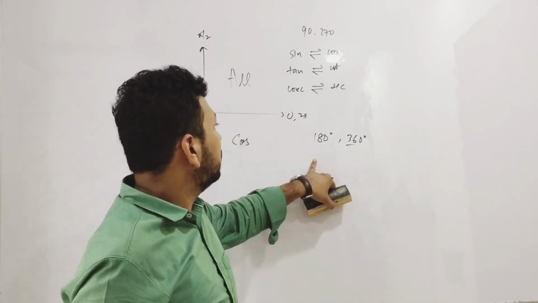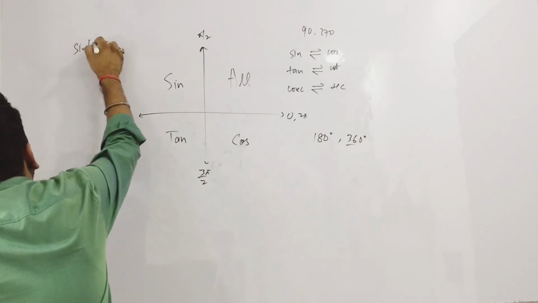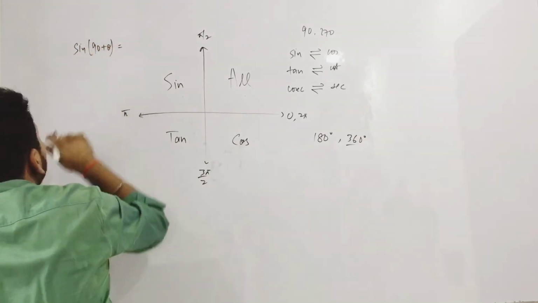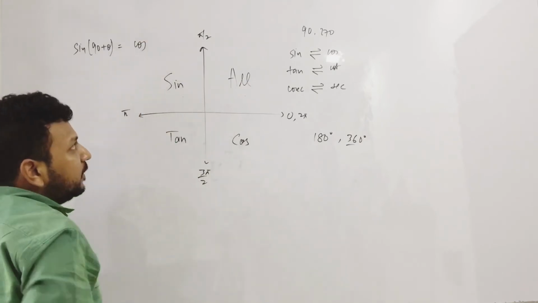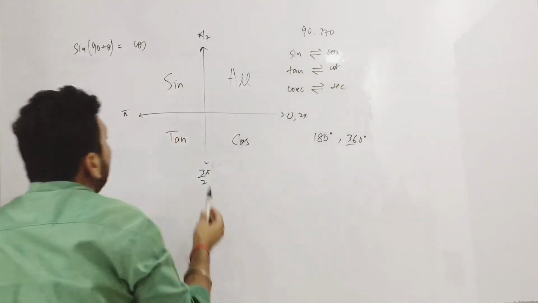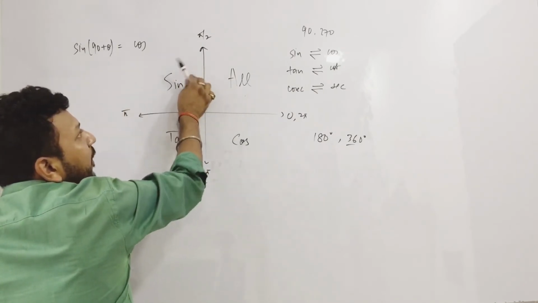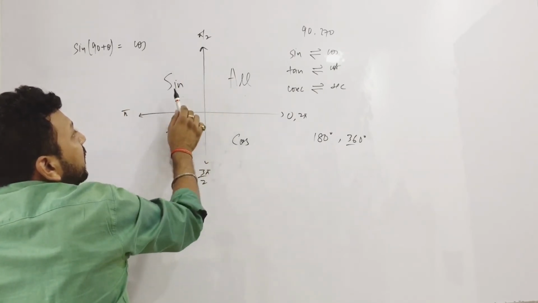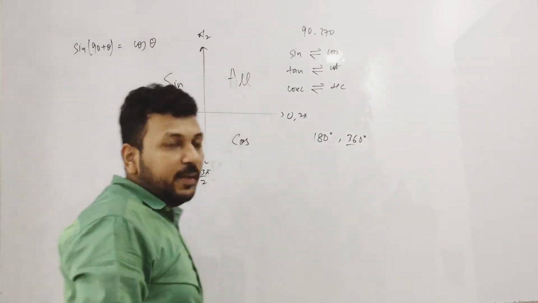Let us see one example. If I write sine of 90 plus theta, 90 is there, so sine will be converted into cos. And 90 plus theta means second quadrant, where sine is positive, so it is positive. It is cos theta.